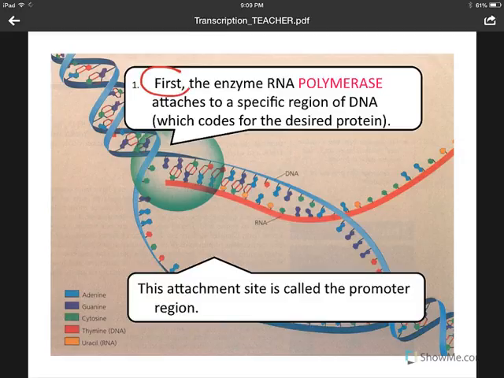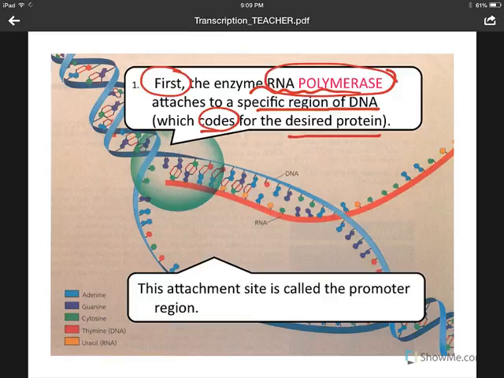So first what's going to happen is we're going to have the enzyme RNA polymerase. And this is going to attach to just the section of DNA that is going to code for the trait or protein that we want. Remember, there are many different genes on one strand of DNA. We're only making one particular trait. So I'm only looking at one section of the DNA. We're not going to do the whole thing. This is why RNA tends to be a lot shorter than the whole strand of DNA.